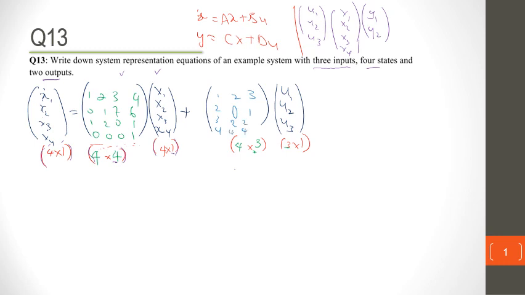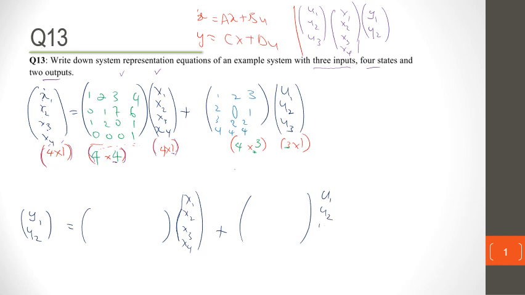So this would be a random B matrix. Now we can apply the same logic to obtain your output equation. So the output equation is going to be y1, y2 is equal to some matrix times x1, x2, x3, x4, plus, that's the C matrix, plus the D matrix, and you have u1, u2, u3.